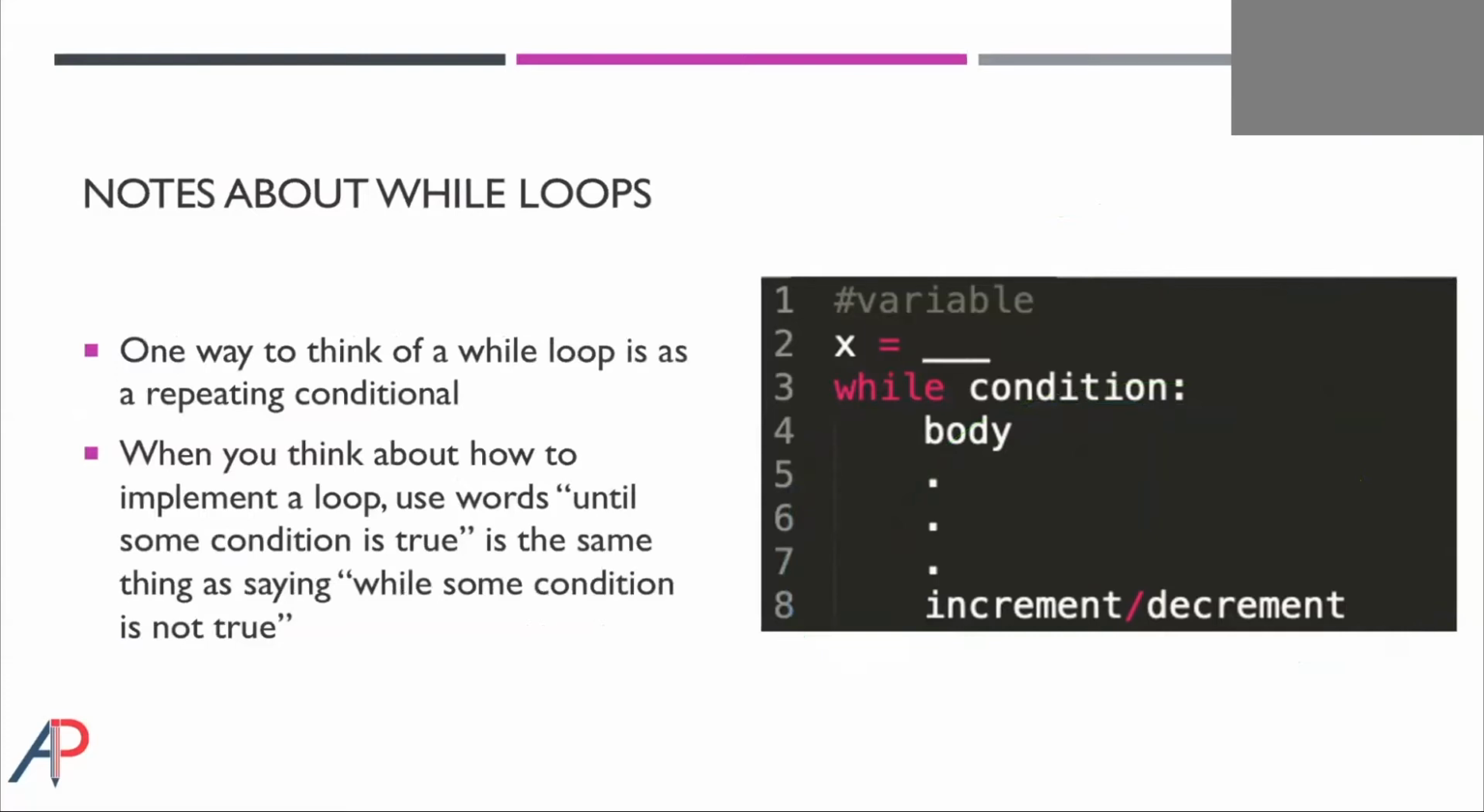Speaking of if statements, one way to think of a while loop is as a repeating conditional, a repeating if statement, if you would. So when you think about how to implement a loop, think about the problem and try to rewrite it in terms of until some condition is true, because that's the same thing as saying while some condition is not true. You want to think of it in a way that you could translate it into a loop. And that's the kind of practice we are going to be doing today.